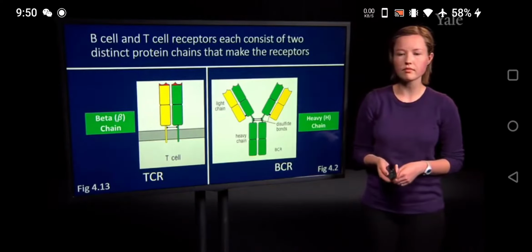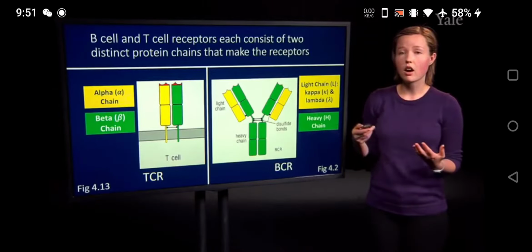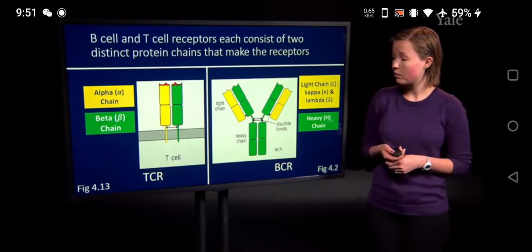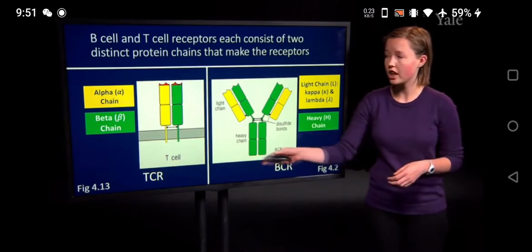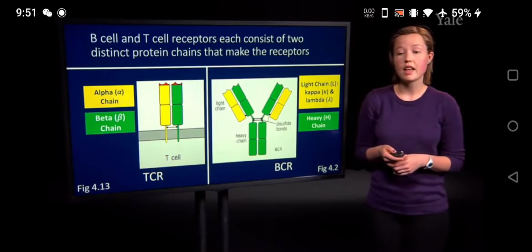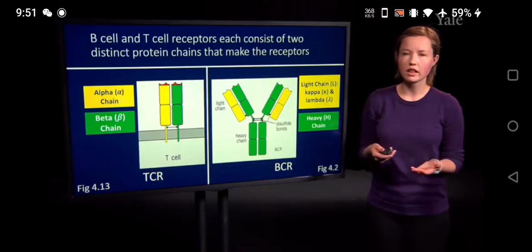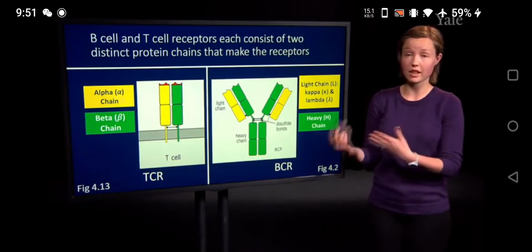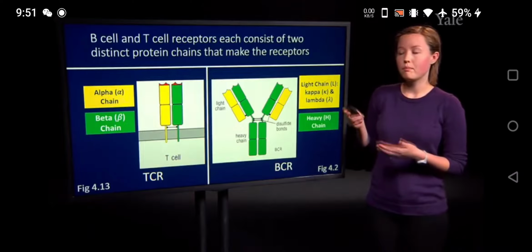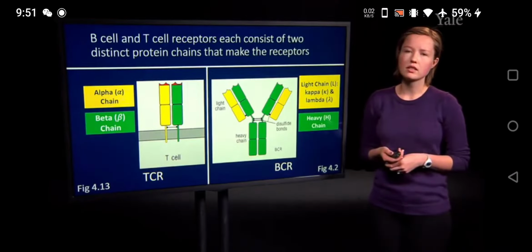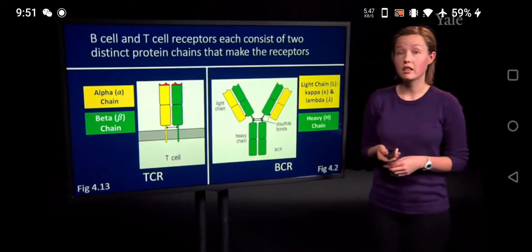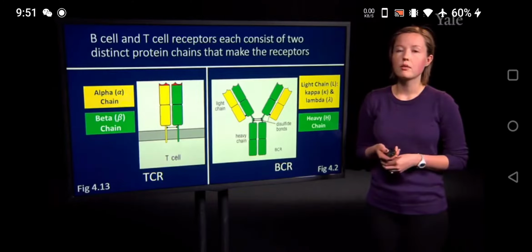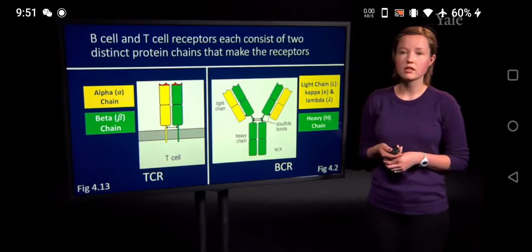Conversely, there's another chain to both of these receptors that is also analogous. So in our T-cell receptor, we have this alpha chain, which is displayed in yellow. And then in the B-cell receptor, this is analogous to the light chain for reasons that we will examine later in the lecture. But the important thing to remember, and an important distinction between these types of receptors, is that for the T-cell, there's only one type of alpha chain. But for the B-cell, there are two types of light chains, one referred to as the kappa light chain, and then the other is referred to as the lambda light chain.